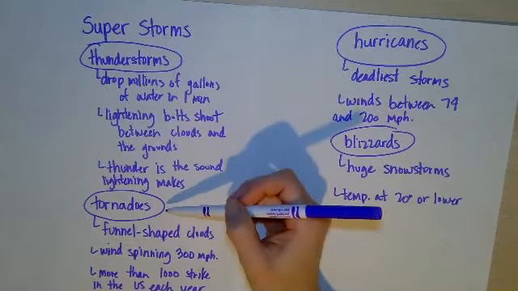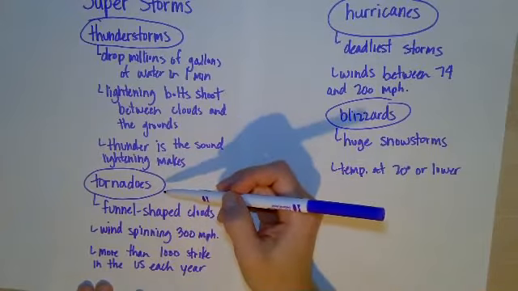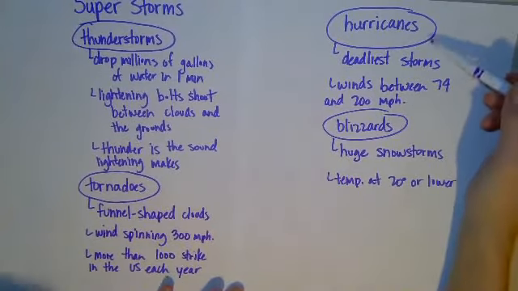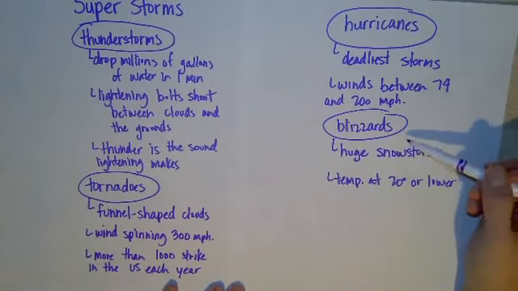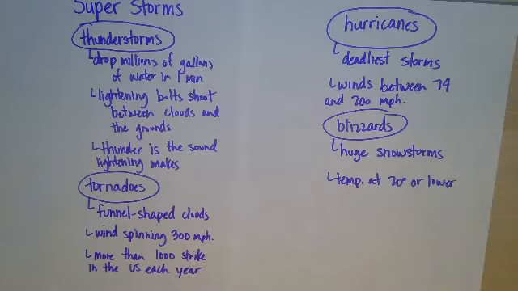And then they talked about tornadoes. And they told us all of these details that told us more about tornadoes. And then they talked about hurricanes and told us these details about hurricanes. And the last superstorm was blizzards, and they told us some details about blizzards. So as we're reading, we always want to be thinking about those details that tell more about the main idea. We want to be thinking about the topic, what the story is all about, especially when we're reading a nonfiction or an informational text story.